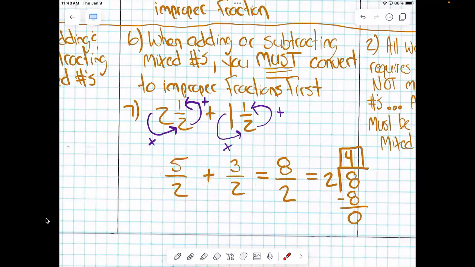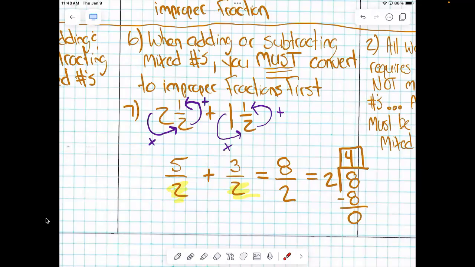Can I add those two fractions together? Yes. I must make sure that the denominators are the same. So what's 5 plus 3? 8. My denominator stays a 2? Yes. Is this an acceptable final answer? No. It needs to be converted to a mixed number.